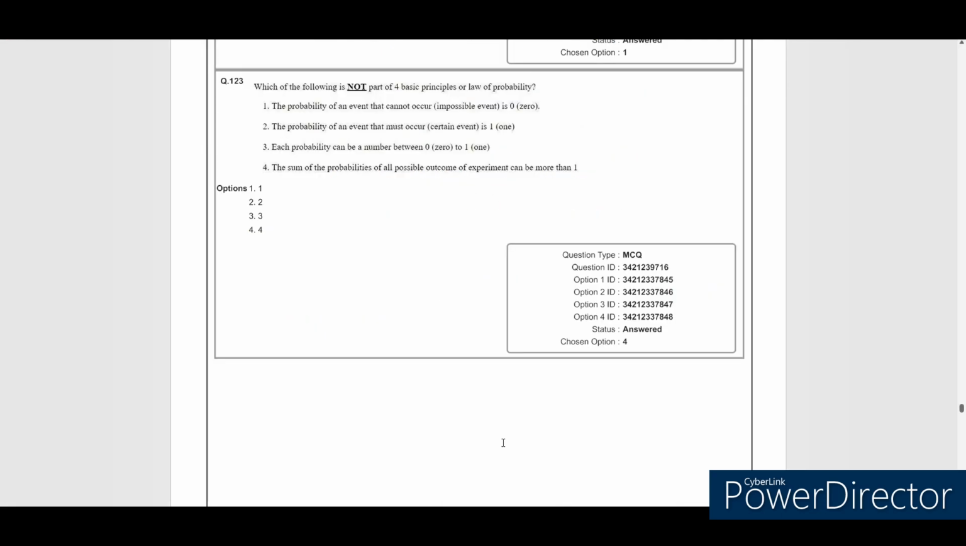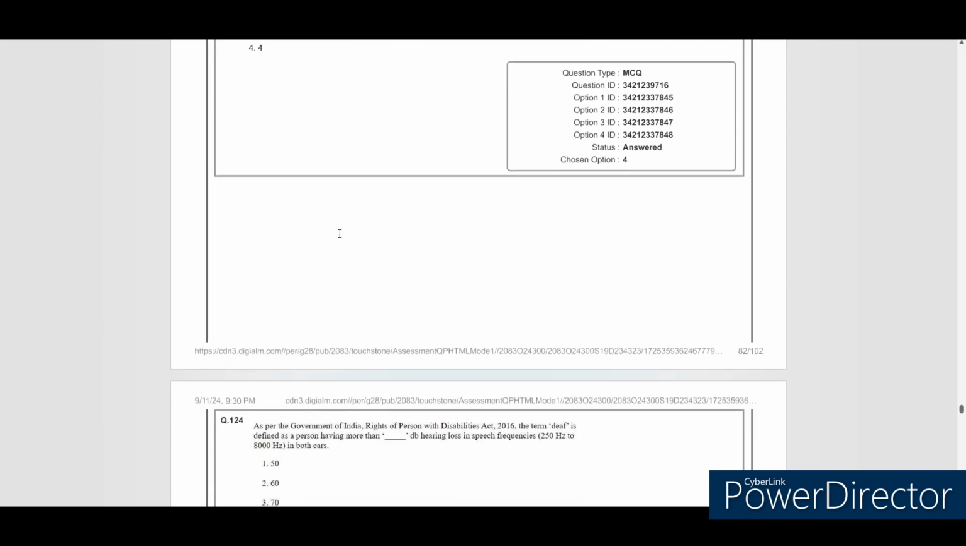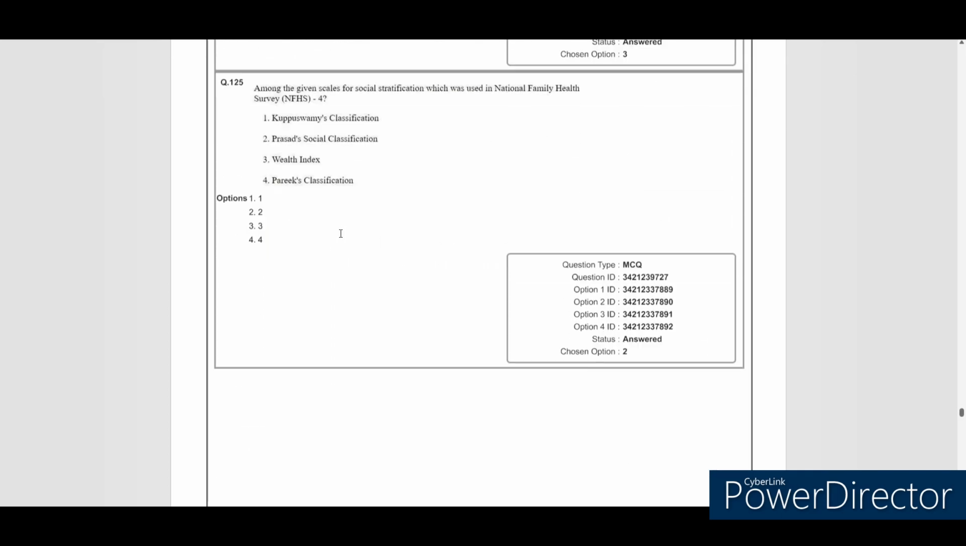The probability of an event that cannot occur, or an impossible event, is 0, whereas a certain event that must occur is 1. That is also true. Each probability can be a number between 0 and 1. That is also true. And the sum of probability should never be more than 1. So option 4 is wrong in this case. Questions 124 and 125 I'll skip for the time being.